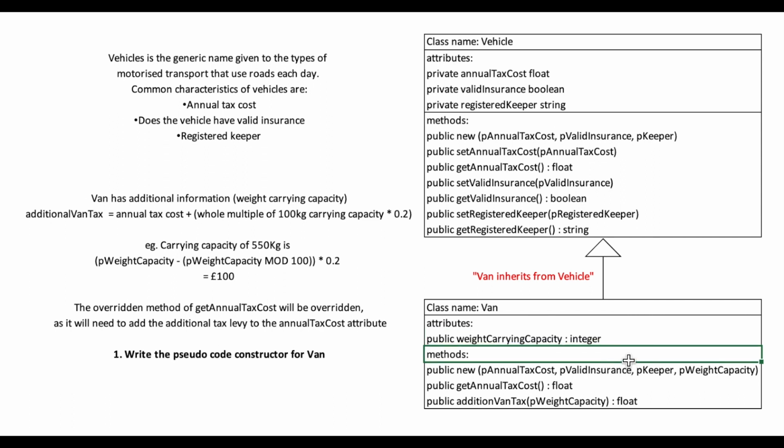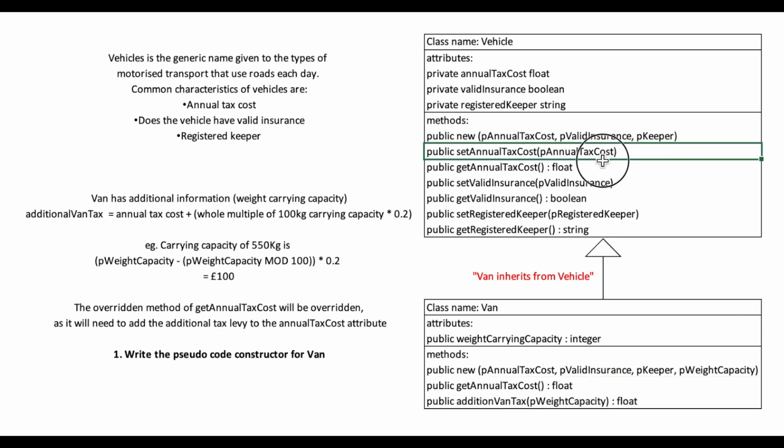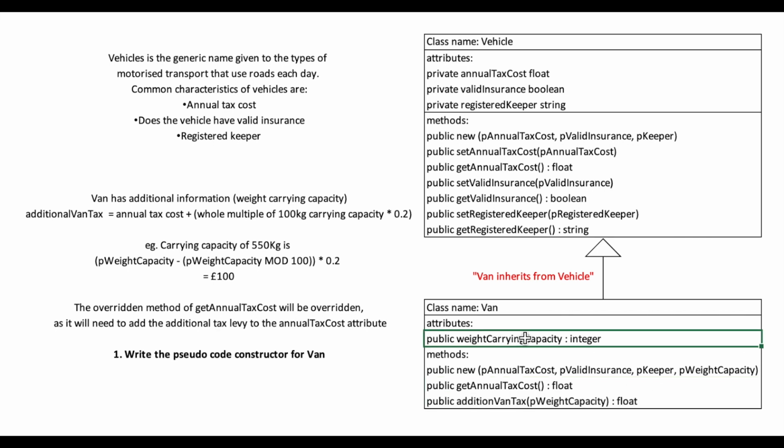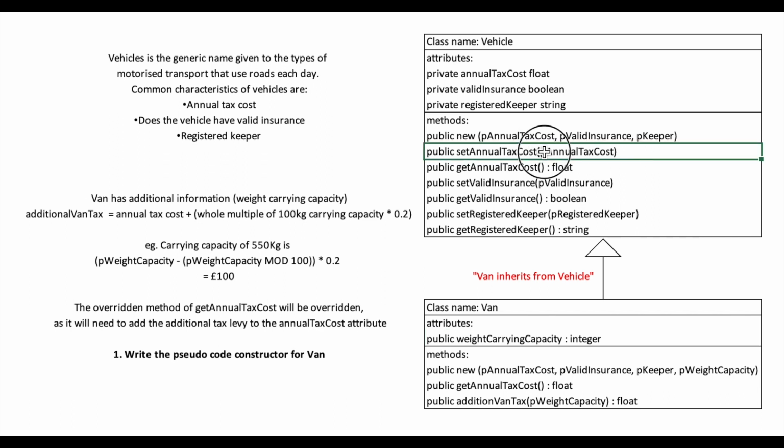The van class will also inherit the methods from the vehicle class. So not only will it have its own constructor, it has its own getter and setter methods which will access and mutate the data within the weight carrying capacity attribute. It will also have the methods inherited from the parent class vehicle.